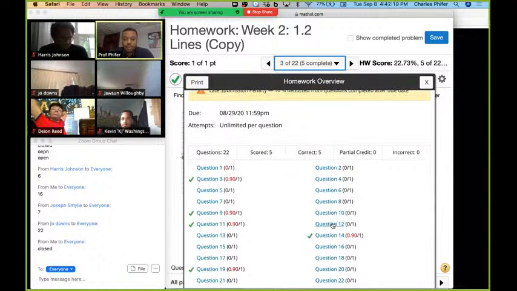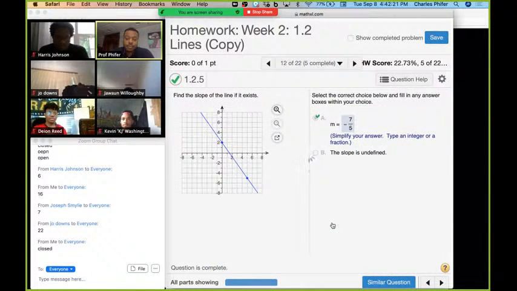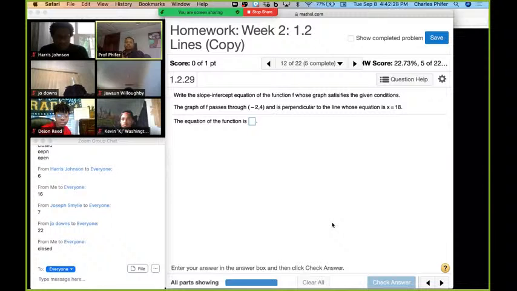Okay, let's look at 12. Write the slope-intercept equation of the function whose graph satisfies the conditions: through this point and perpendicular. Finally, we got one that's perpendicular. Okay.